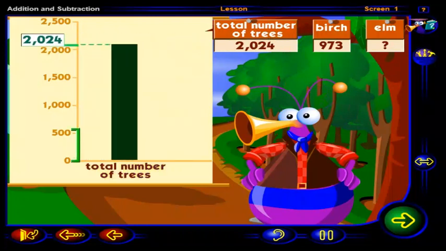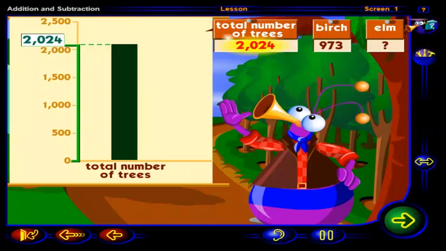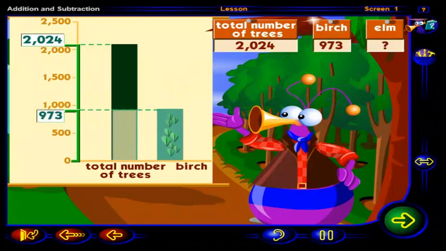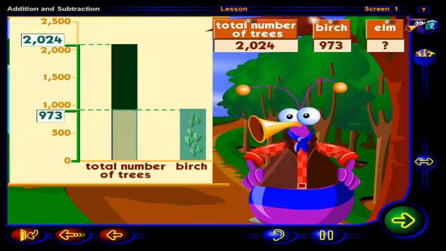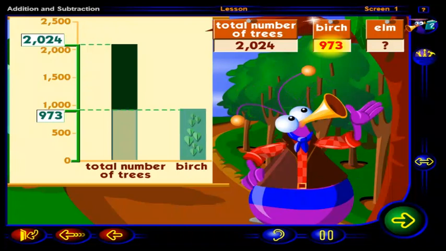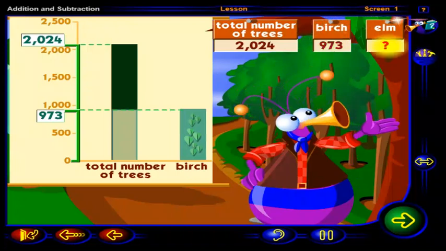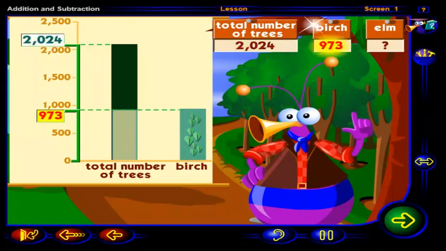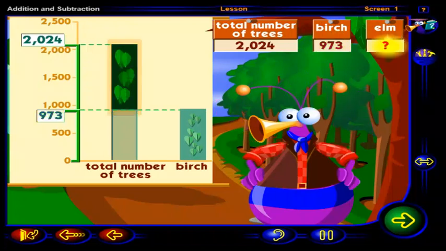This bar shows the total number of trees you planted. Okay, of the total number of trees, we know that 973 are birch trees. Now, since the forest is made up of birch trees and elm trees, the difference between the total number of trees and the number of birch trees is the number of elm trees.